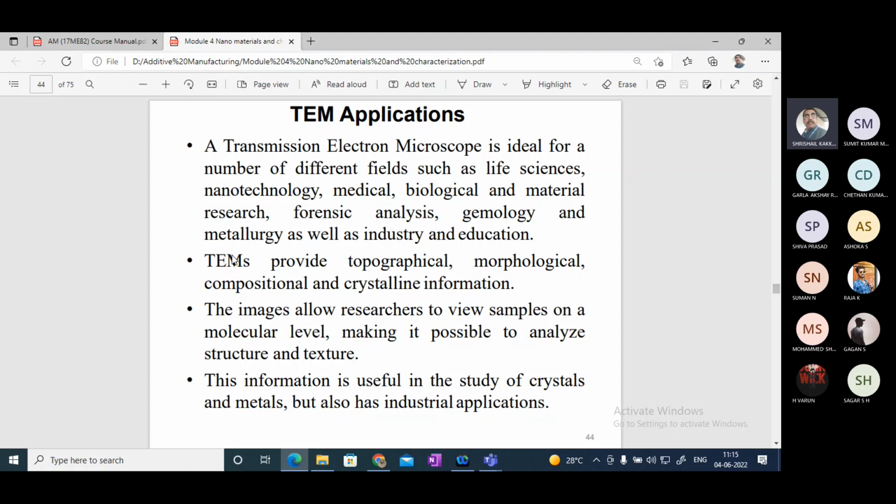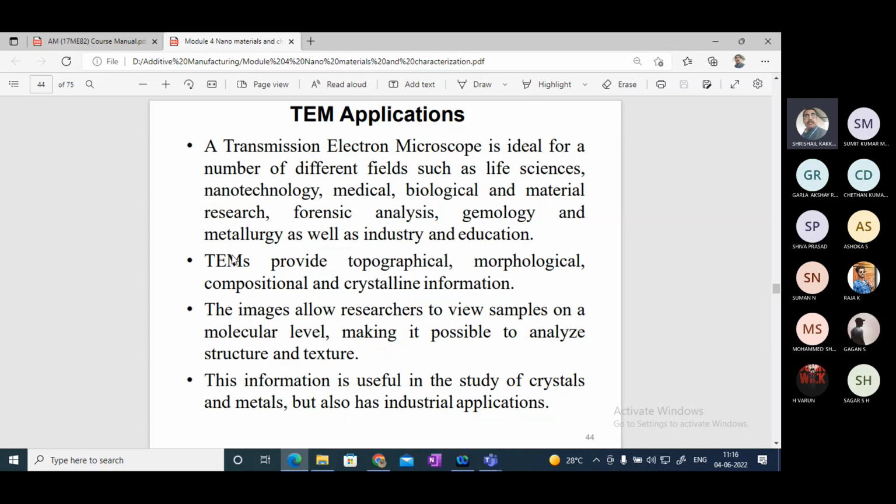Okay, and it can even provide morphological, compositional, crystalline and topological information. The morphological information: how the structures have been formed, what the earlier structure was, and what the layer behind is, all these we can find out. And we can even find out the composition, the crystalline structure and its orientation, and the topological, that means the outer cover study. All this can be done using this transmission electron microscope.